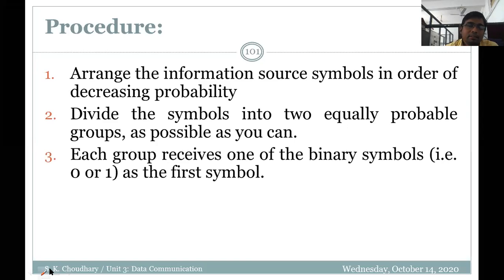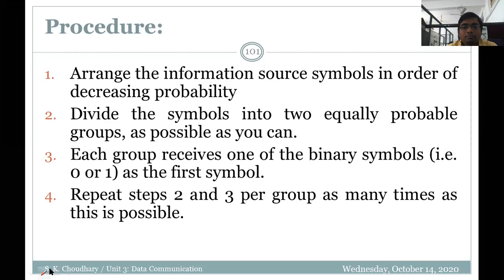The third step is that each group receives one of the binary symbols, either 0 or 1, as a first symbol, and repeat steps 2 and 3 per group as many times as possible. Okay. So this is the procedure for encoding the information with the help of the Shannon-Fano coding technique.